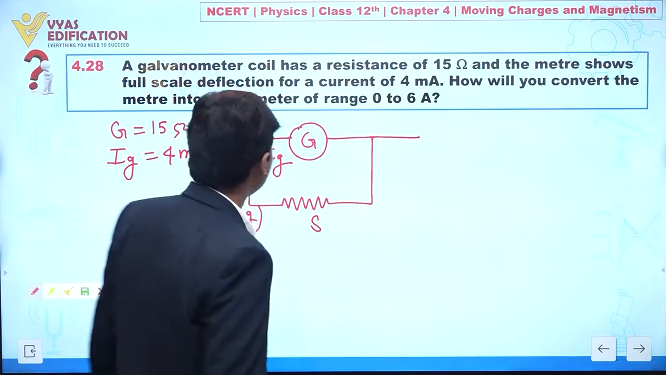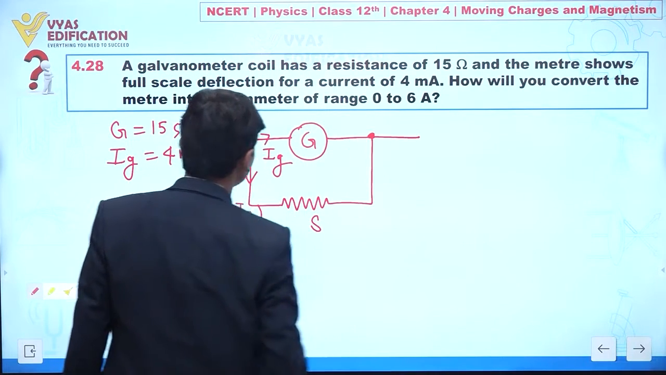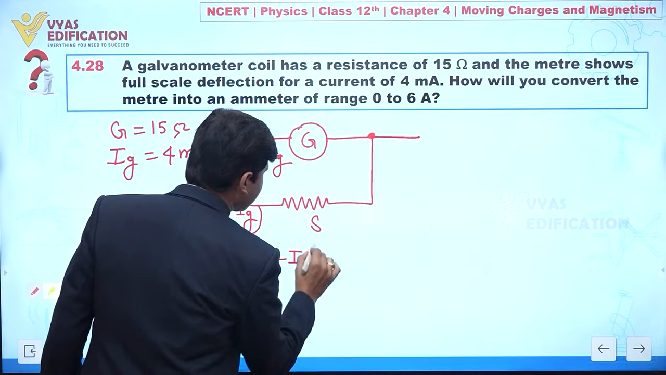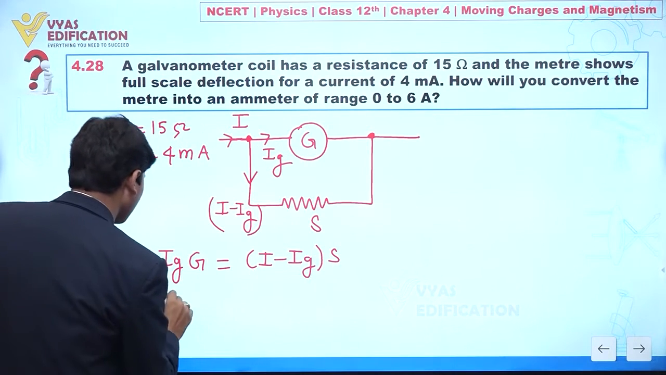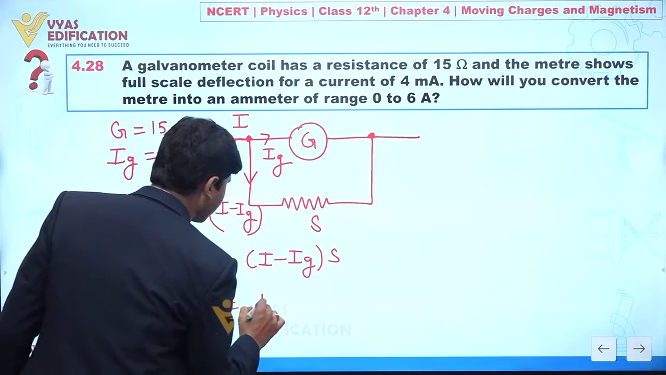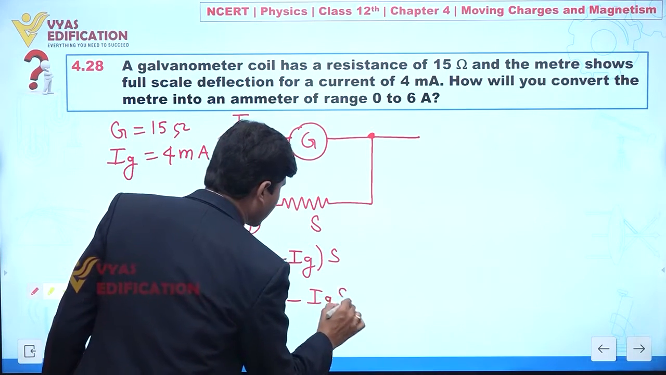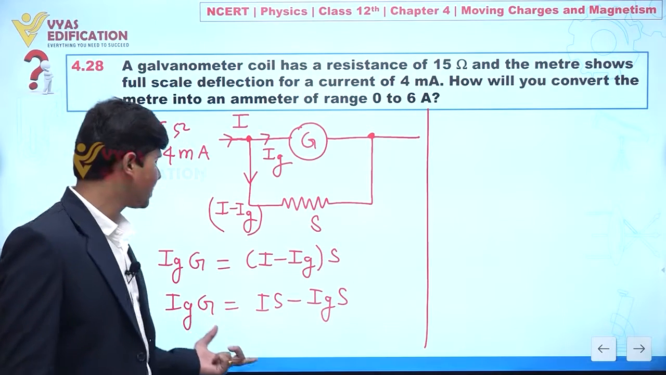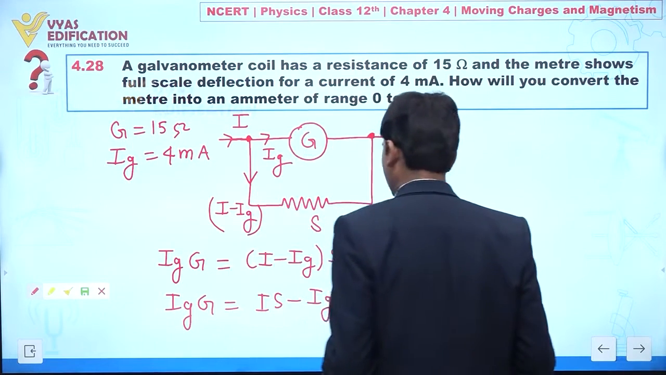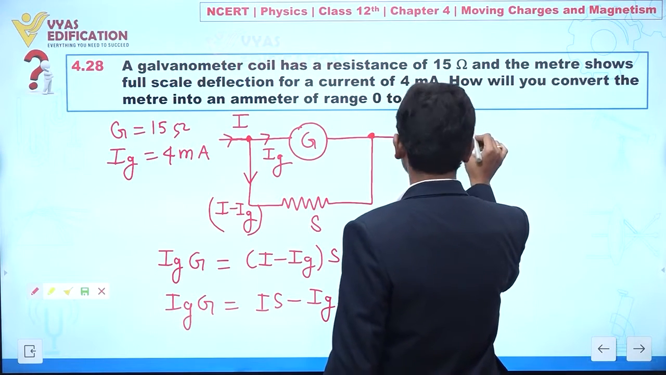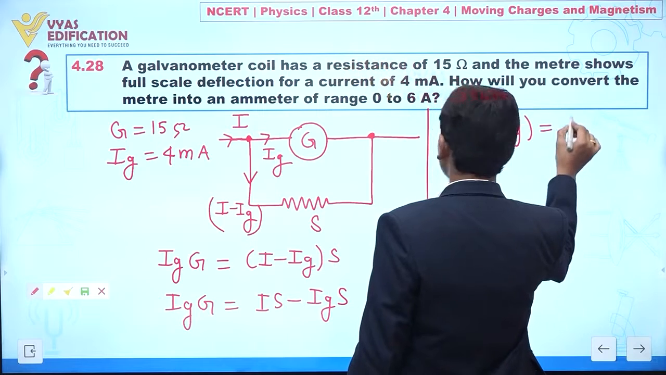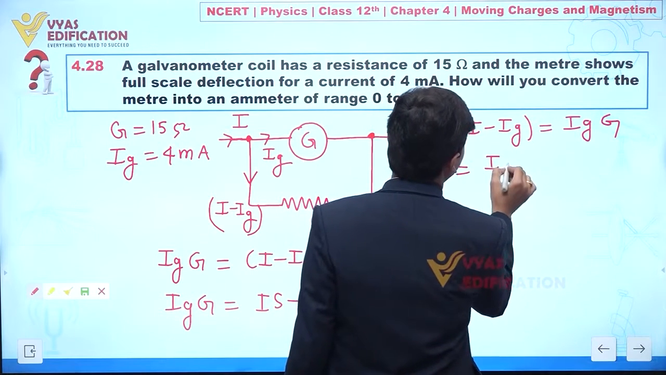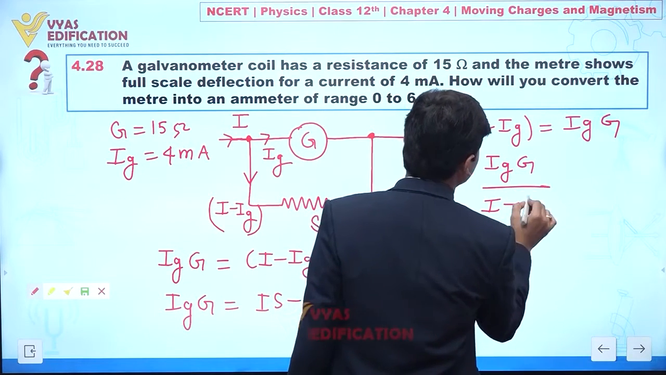Now the potential difference between these two points always remains the same. So we can write Ig G equal to (I minus Ig) multiplied by S. Our objective in this question is to calculate the value of the shunt resistance. So (I minus Ig) S equals Ig multiplied by G, and the value of S is given by Ig G divided by (I minus Ig).